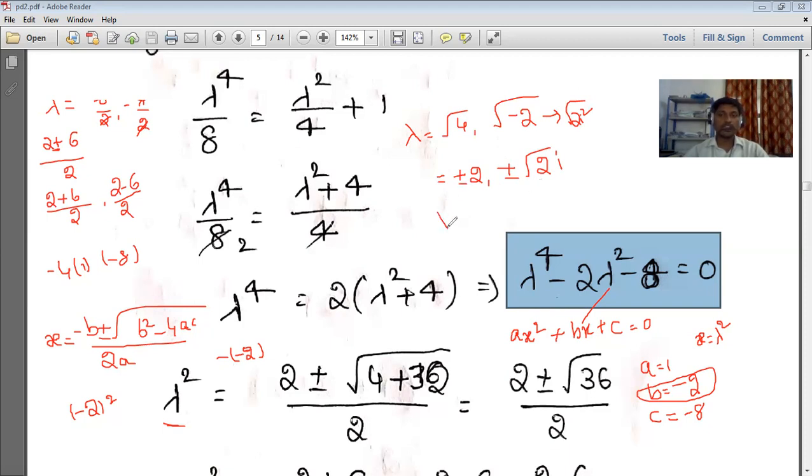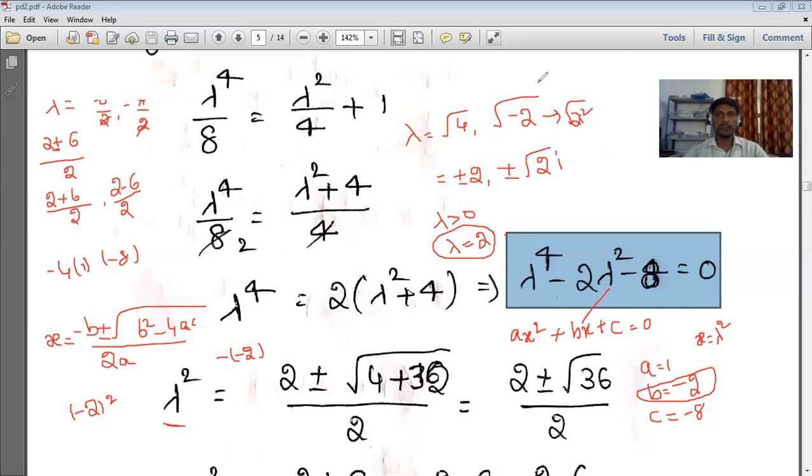But we know that lambda must always be greater than 0. So we should not take minus 2, because that represents less than 0, and root 2i is an imaginary number. Lambda must be a real positive number. So finally, lambda is equal to 2.